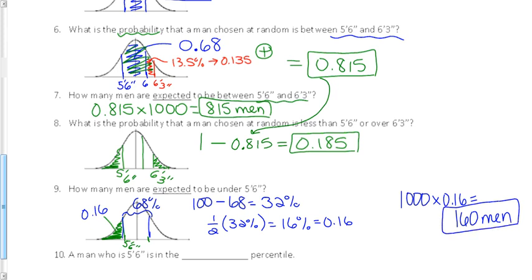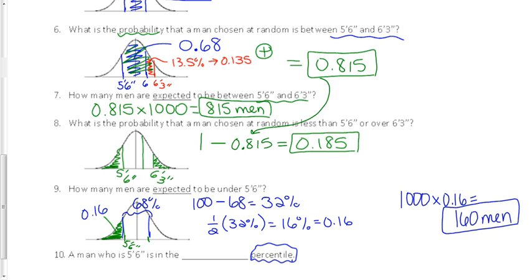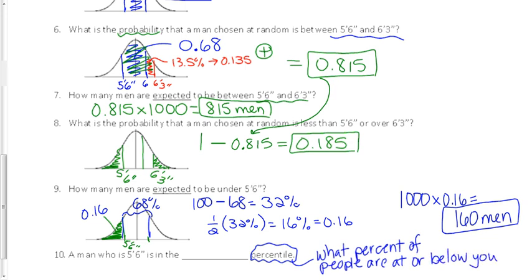The last way that we'll describe people is with this word right here, percentile. Your percentile means what percent of people are at or below you. So right here, when I got that this probability was 0.16 or 16%, that means you're in the 16th percentile because you are as tall as 16% of the people. Sometimes it's a good thing to be in a low percentile, other times it's a good thing to be in a high percentile. But this means that you are at least as tall as 16% of people.